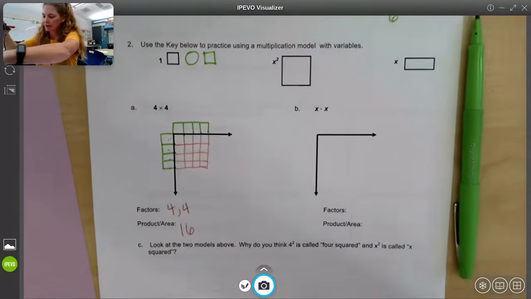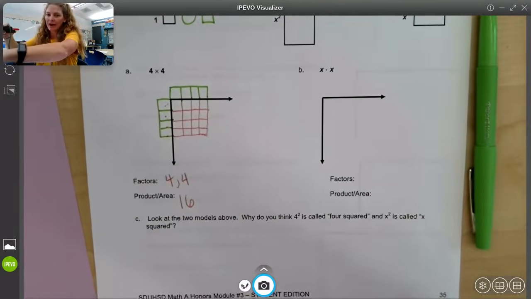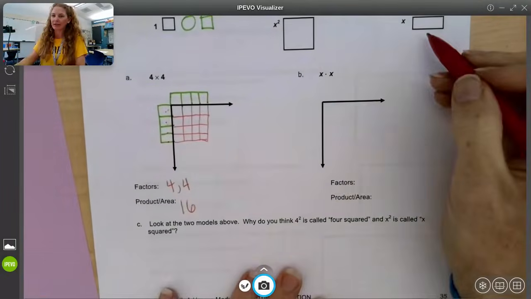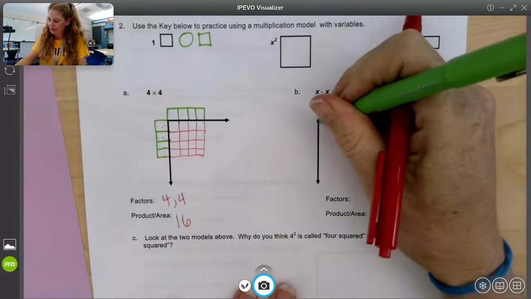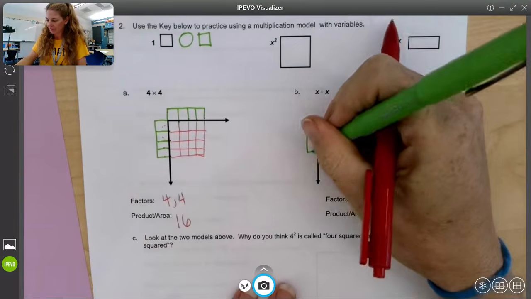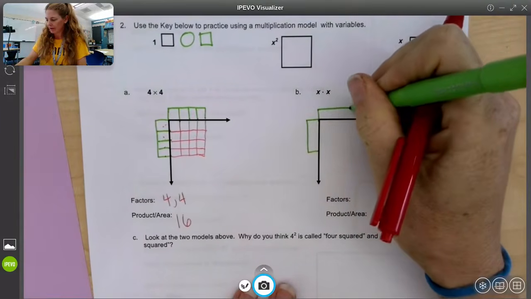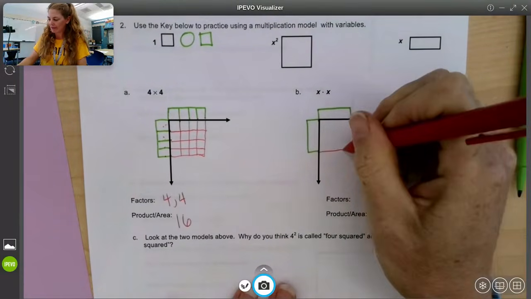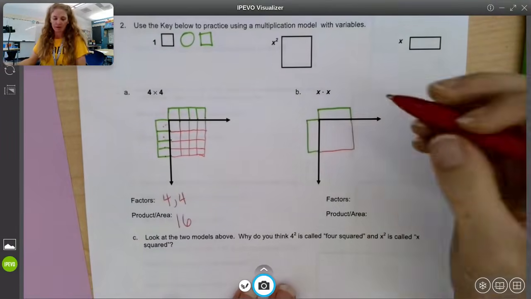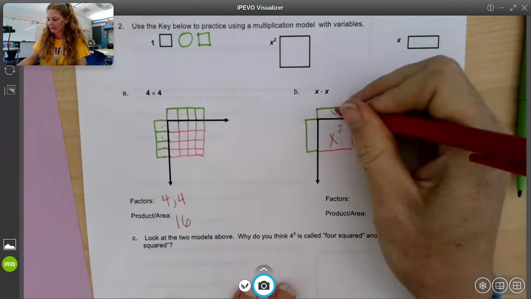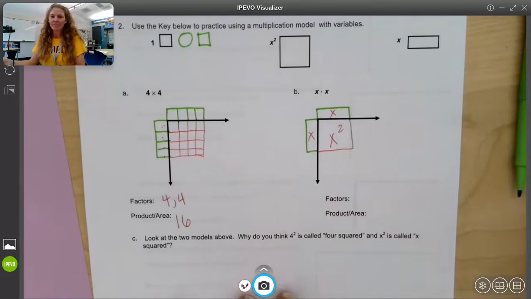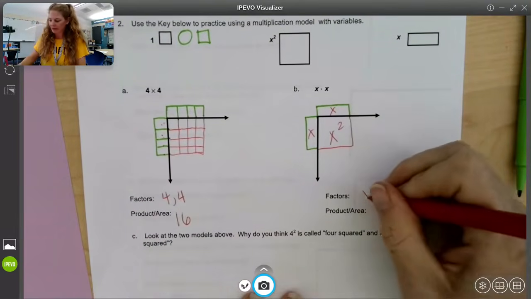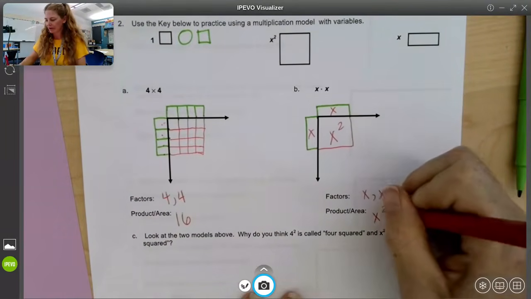Very, very nice. Looking at our next one, x times x. Remember, an x is just a rectangle. So we have one rectangle and another rectangle, and if we extend those out, remember that is x squared. Very, very nice. So our factors are x, and our product or area is x squared.